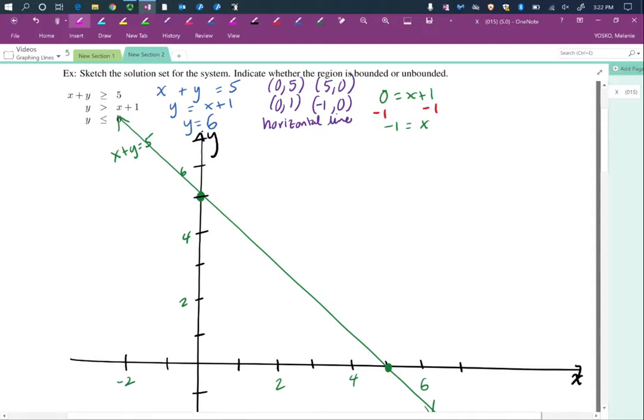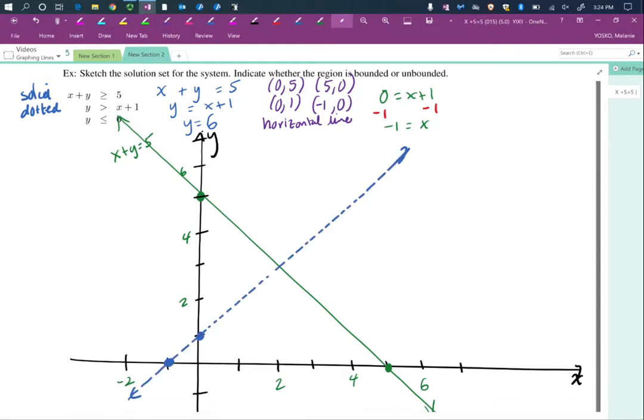Y is strictly greater than x plus 1. So we're going to use a dotted line here. This first one was solid because of this equal part. You notice the second one does not have that equal part, so we're going to put a dotted line. We're going to plot 0, 1 and -1, 0. And I'm going to draw it dotted.